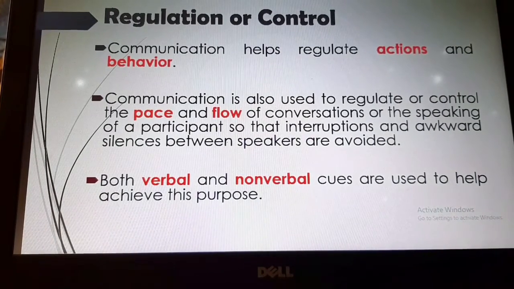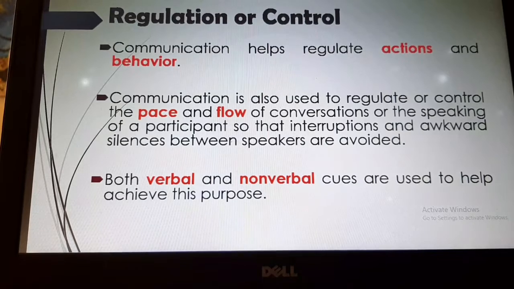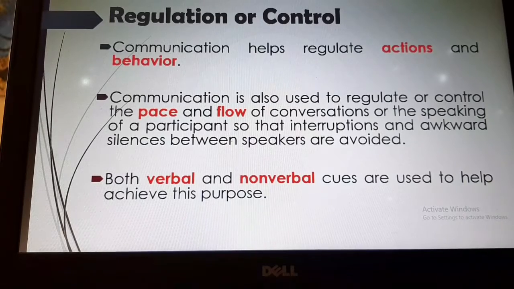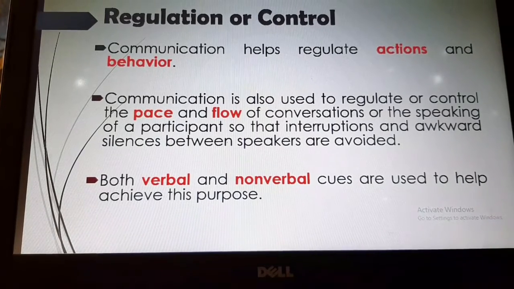Communication is also used to regulate or control the pace. The pace is the speed and flow of conversations or the speaking of the participant so that interruptions and awkward silences between speakers are avoided. Both verbal and non-verbal cues are used to help achieve this particular purpose. You know the difference between verbal and non-verbal. Verbal is consisting or using words, may it be written or spoken. And non-verbal is not involving or using words, just actions.